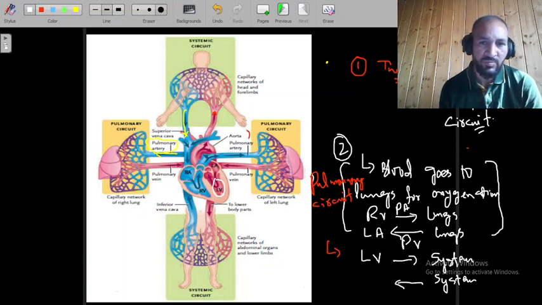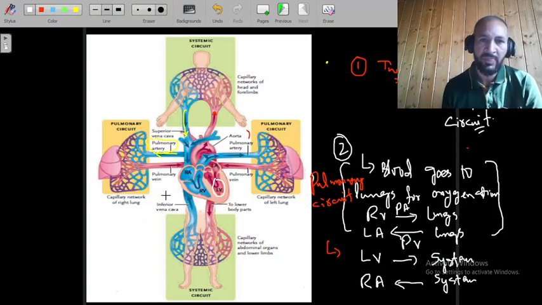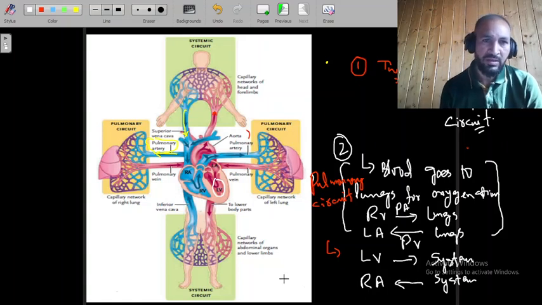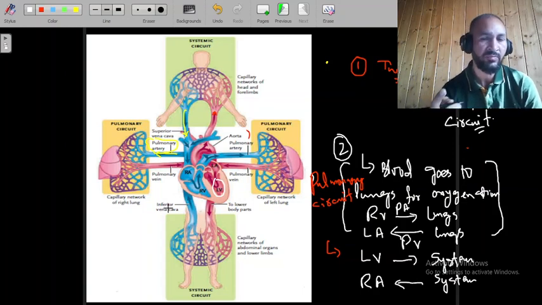From the system it comes back. The system uses the oxygen, so now the blood is deficient in oxygen. It comes back to the heart, but it comes now to the right atrium or right auricle. It is brought back by the veins, the inferior vena cava and the superior vena cava. They bring it back.